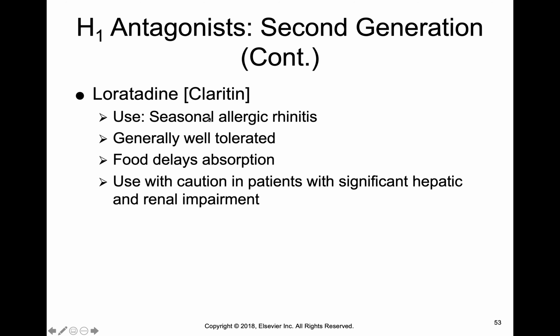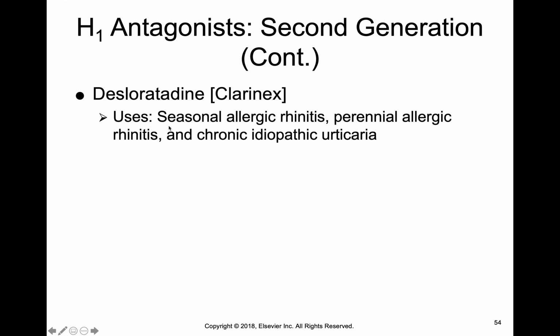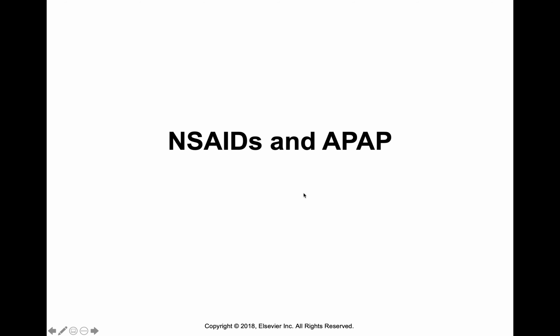And then loratadine, Claritin, again, seasonal allergic rhinitis. It's really well tolerated, and there is some caution in hepatic or renal impairment. But again, these drugs all have a wide safety profile, so it's not too much of a concern. And then another Me Too drug, desloratadine, is Clarinex. Okay, so those are the antihistamines.